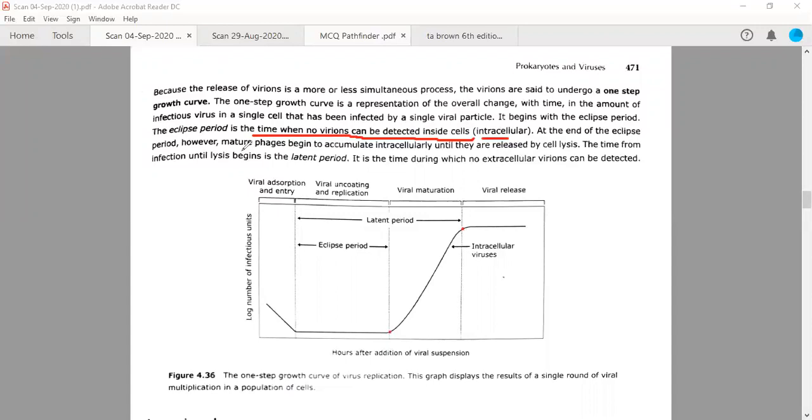At the end of this phase, the mature particles begin to accumulate intracellularly until they are released by cell lysis. The time from infection until lysis is known as the latent period. So this particular period, the time from infection up to their release, is called the latent period. This is very similar to the generation time, right? It is the time during which no extracellular viral particles can be detected. You need to remember this line also. In the eclipse period, there is no growth, no viral particles intracellular, but in the latent period you will find no extracellular viral particles. Everything is intracellular. So if it is intracellular, then this is called the latent period.